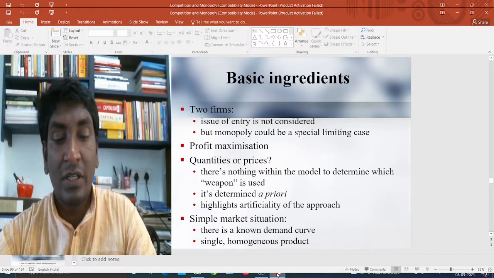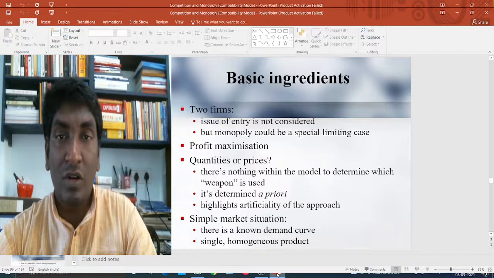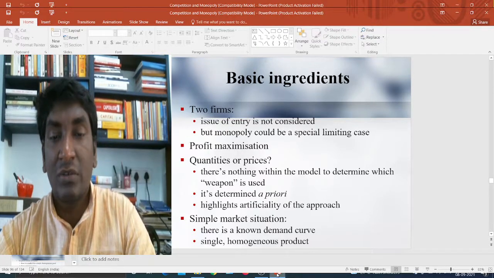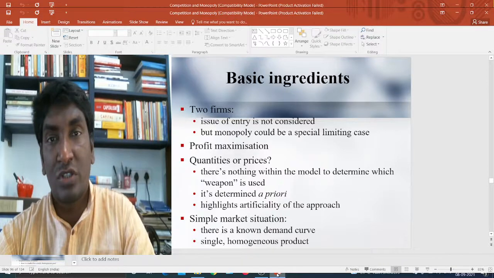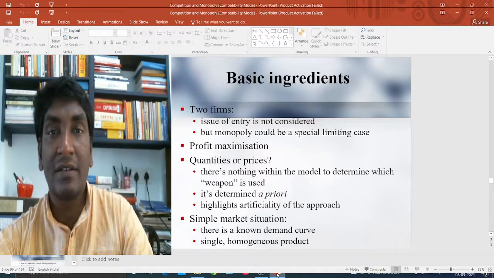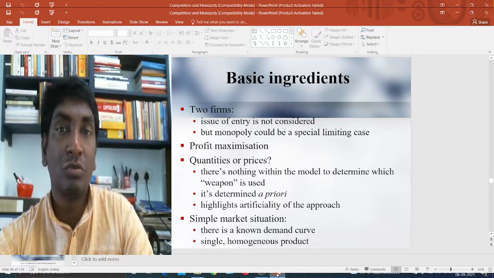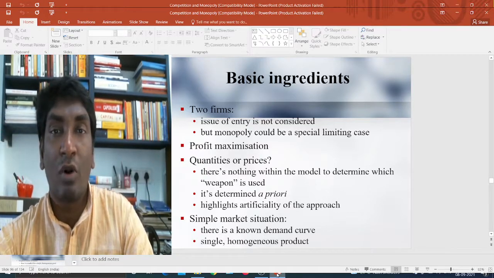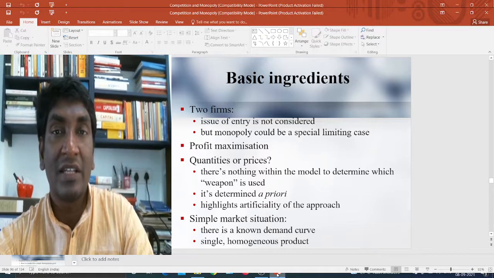That means it is not being derived within the model. A priori, whether it is a quantity model or a price model will be settled. So the whole premise is set a priori, which highlights the artificiality of the approach, in order to make a realizable kind of model. What you do is assume two firms, as you normally do in duopoly modeling, and based on that the firms interact in the market.